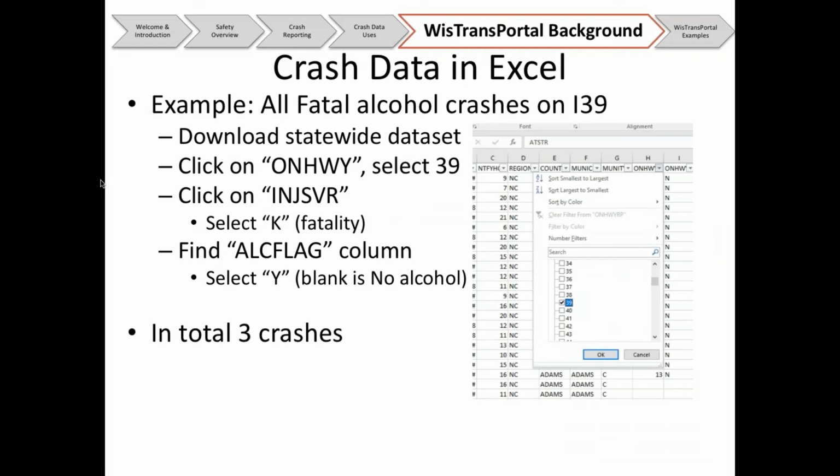So here, all fatal alcohol crashes on I-39. I can download the statewide data set. I can click on highway, select 39, click on injury severity of K, find the alcohol flag and select Y. And then we can see that there's only 3 crashes that have happened there.